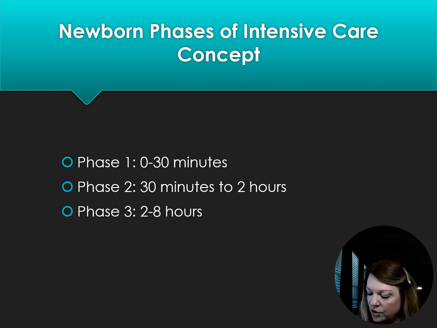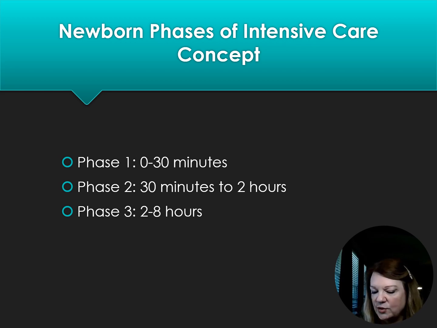The second phase is 30 minutes to 2 hours. The baby begins to have decreased motor activity, rapid respirations up to 60, normal heart rate, because their respiration shouldn't be above 60 anytime. Their heart rate normalizes and they start to have bowel sounds.